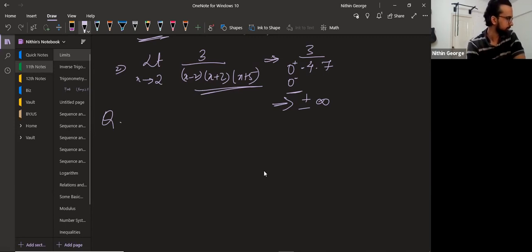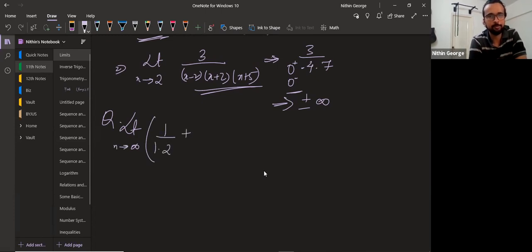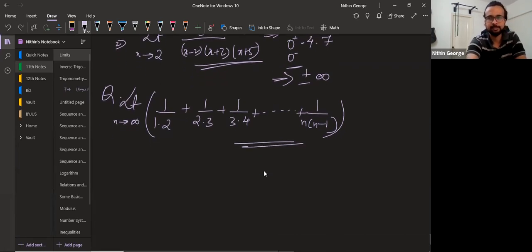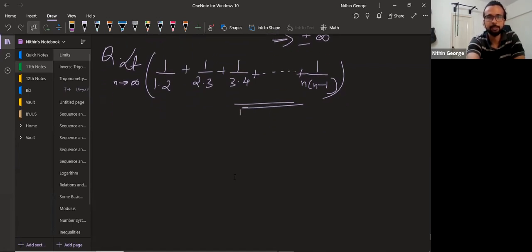If any doubts, please ask. We just continue. Limit n tends to infinity. This is more of a sequence and series related problem. I'm giving you a clue here. 1 by 2 into 3, 1 by 3 into 4, up to 1 by n into n minus 1. All right, what does this become? Find this limit. If you have any doubts, please ask.